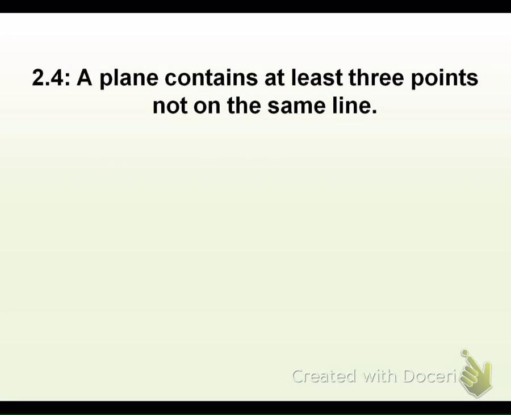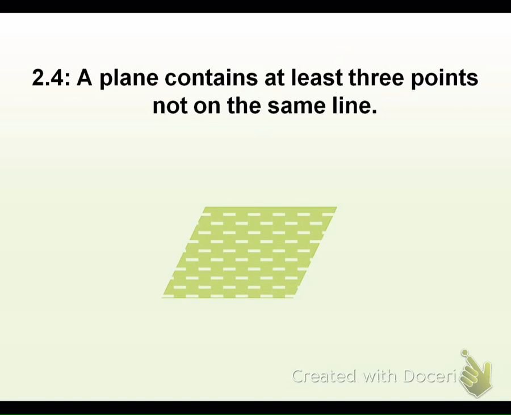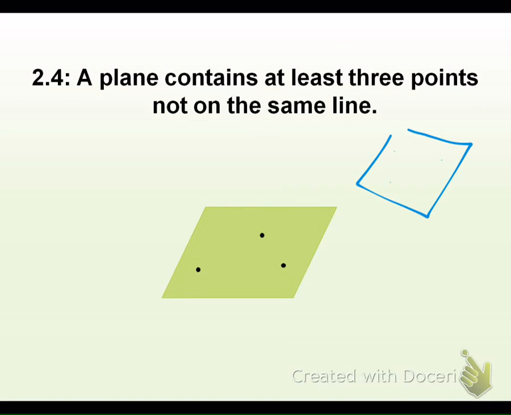Okay? 2.4, if you have a plane, it is made up of at least 3 points that are not on the same line. So you have a plane, it's made up of at least 3 points that are not on the same line, right? If I have a plane here, it has to contain at least 3 points. You can't have a plane that contains 2 points. That would be a line, right? A plane has to have at least 3 points that aren't on the same line.